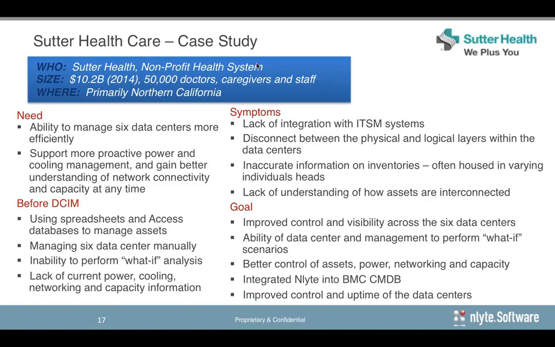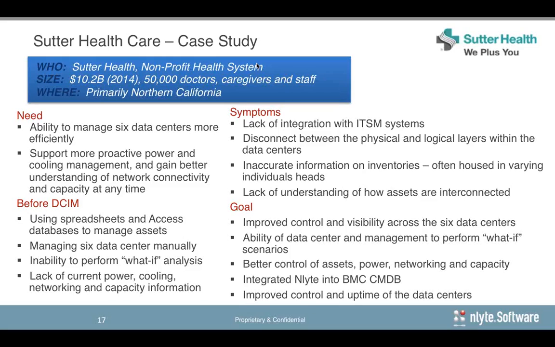And so before they implemented Nlyte, they were using spreadsheets and a variety of different Access databases to manage the assets. And so they were managing these 6 data centers manually. They really didn't have any ability to perform what-if analysis. If they did, it was a very painful process to do so. And they lacked power, cooling, networking, capacity information in a timely fashion.